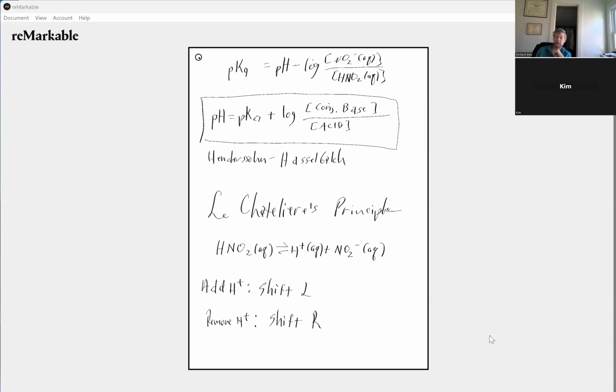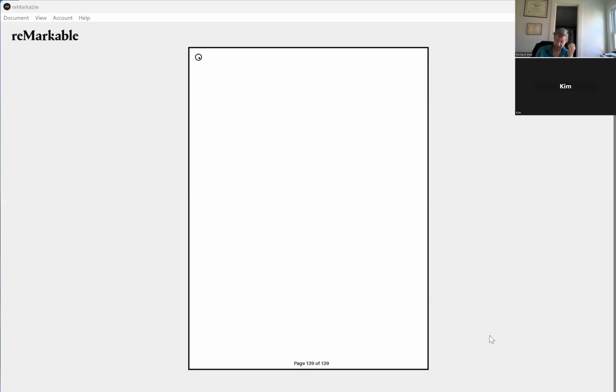Now, I'm going to take a real quick caveat here, because this does not just apply to acids and bases. We're going to come back to acids and bases because there's some important equilibria that we should be aware of. But suppose we have nitrous oxide. It's a gas.